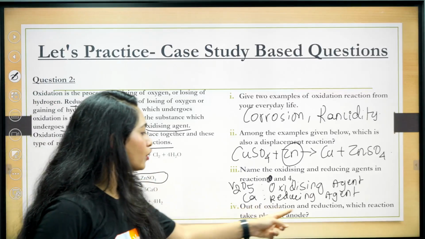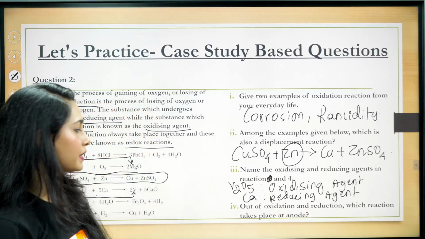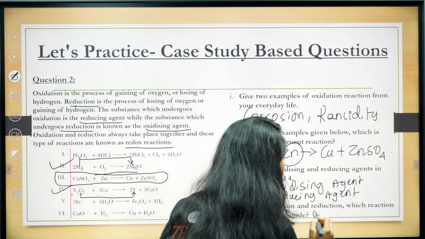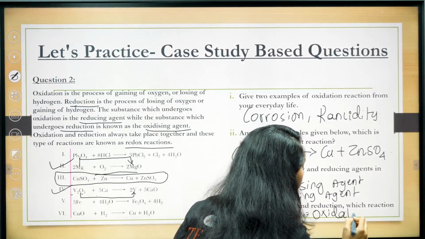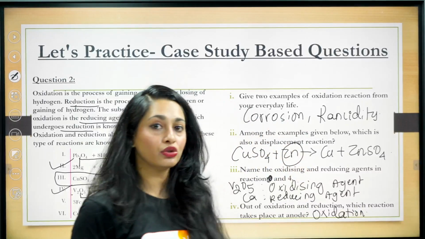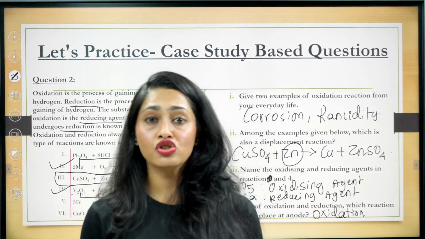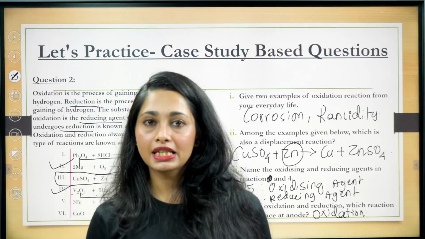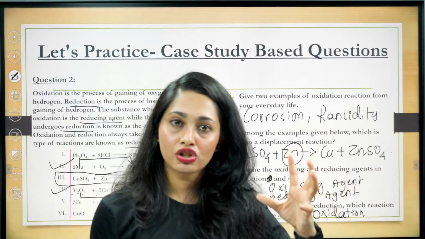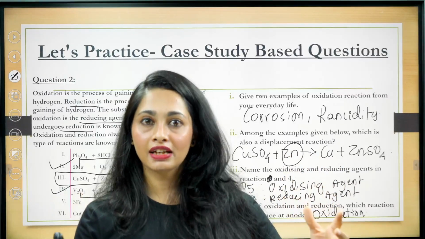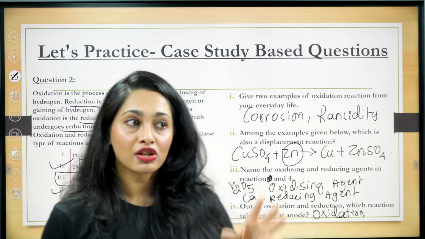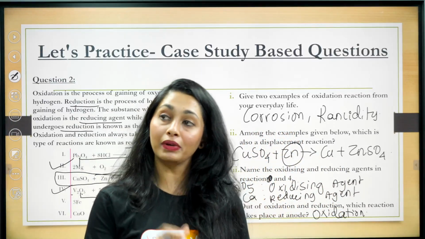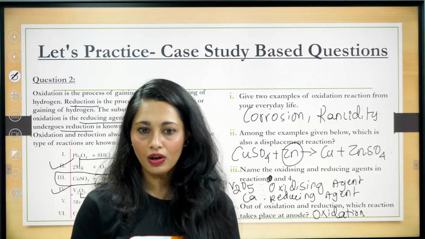That's why. So out of oxidation and reduction, which reaction takes place at anode? So at anode, always oxidation happens. This is something that you need to recollect from chapter 3, metals and non-metals. Okay. So in that, we will be discussing about electrolytic refining. So what is going to happen? At the anode, oxidation is going to happen. At the cathode, reduction is going to happen.